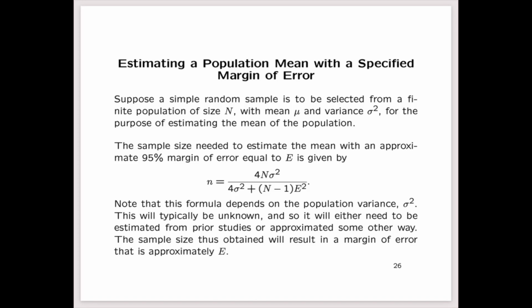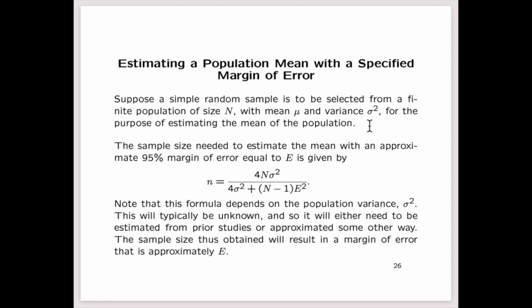So suppose that a simple random sample is to be selected from a finite population of size capital N, the population mean being mu and the variance sigma squared, and the purpose is to estimate the mean of the population. In particular, we want to estimate the mean of the population with a certain margin of error. The mean of the population is denoted by mu. It is unknown, and that is the object of our inference. We want to estimate mu to within a certain margin of error.